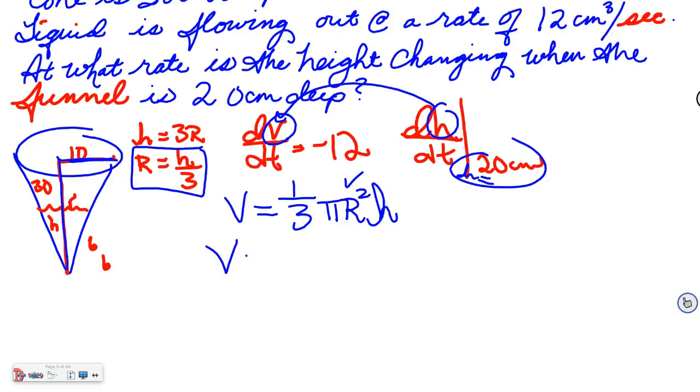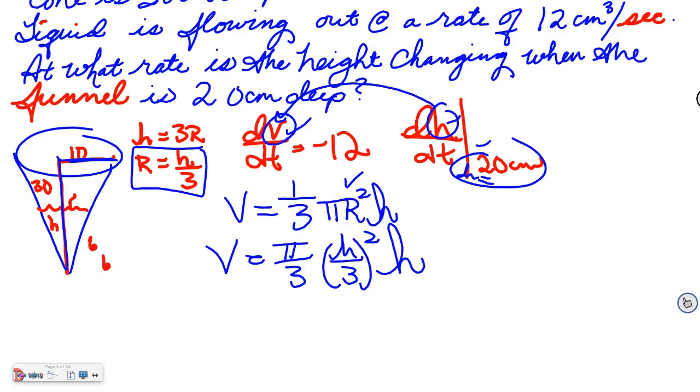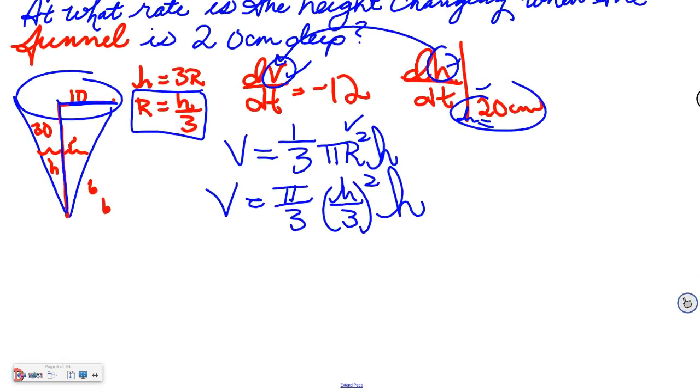So the volume will equal pi over 3, the constant, times the radius squared times the height. And for this one, I'm going to write the radius as h over 3. I'm just getting my formula ready to work with, so that I can find the rate of the height when given information about the volume. So I'm getting everything in terms of V and h before I start.